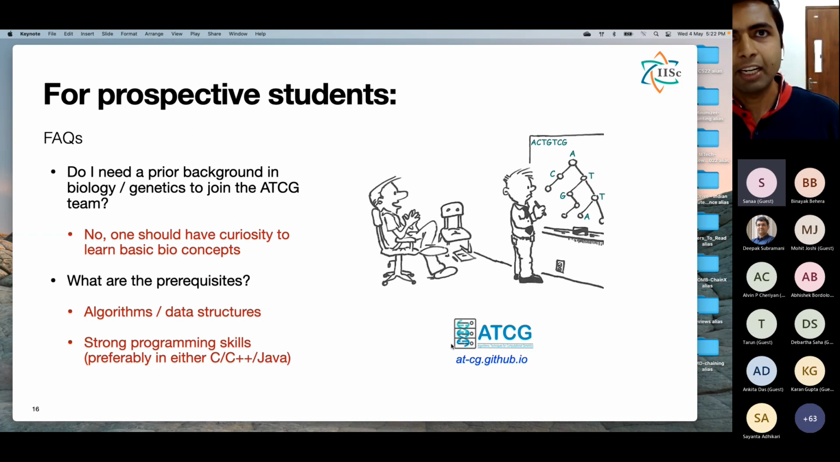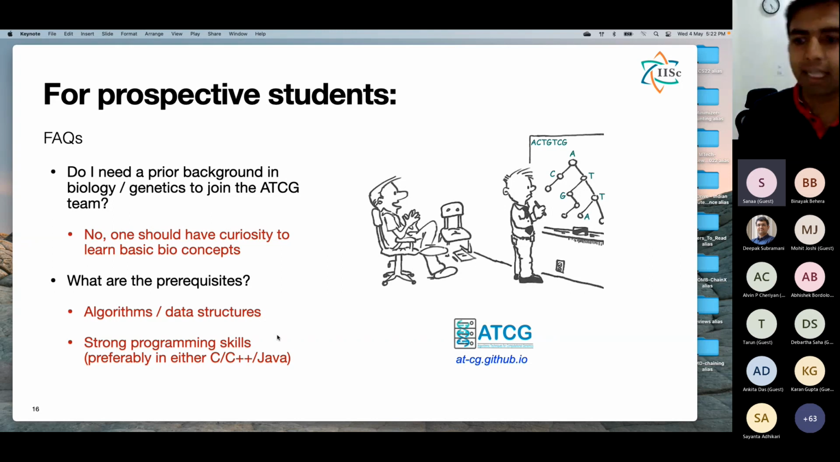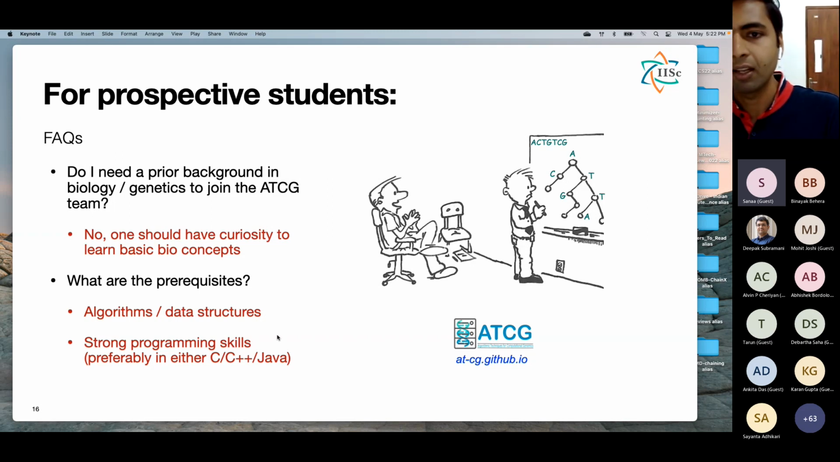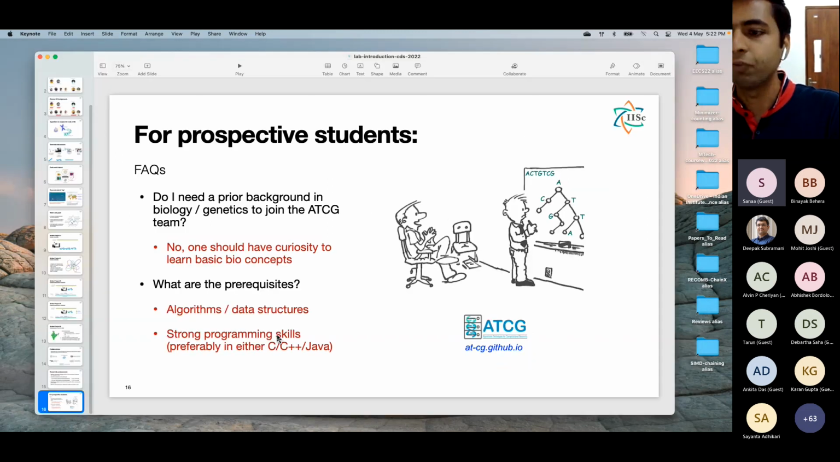In terms of interviews, again, the prerequisites indirectly tell you what topics we will be interviewing in. So we are looking for students who want to dive into interdisciplinary research at the intersection of computer science and biology, and they already have fundamental computer science and programming skills. Okay, so with that, I'll close here and I'm happy to take questions.